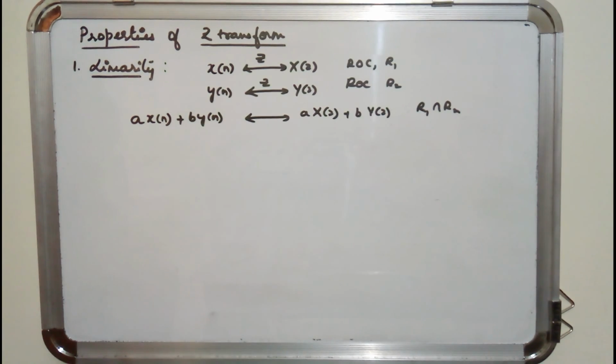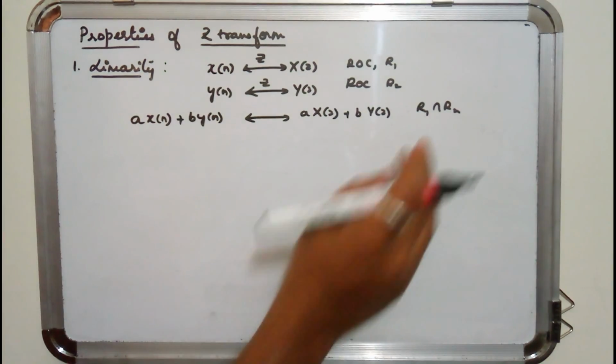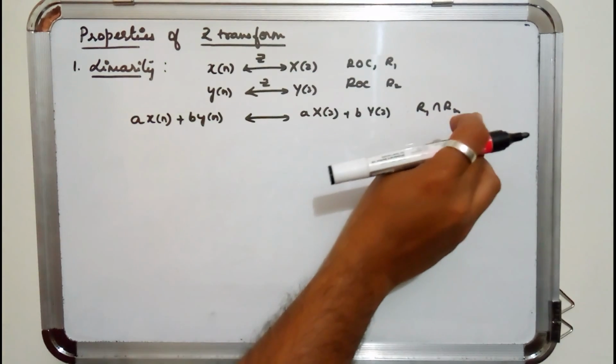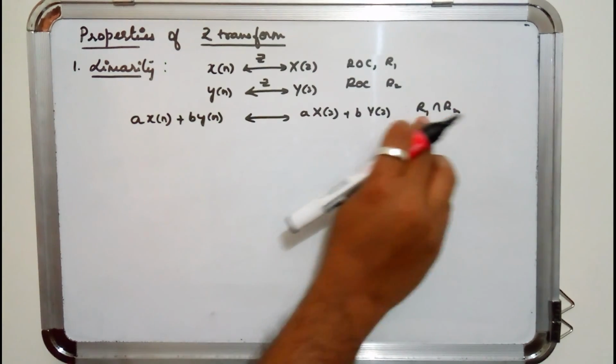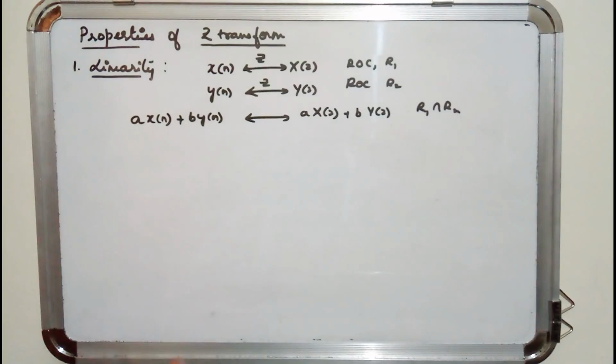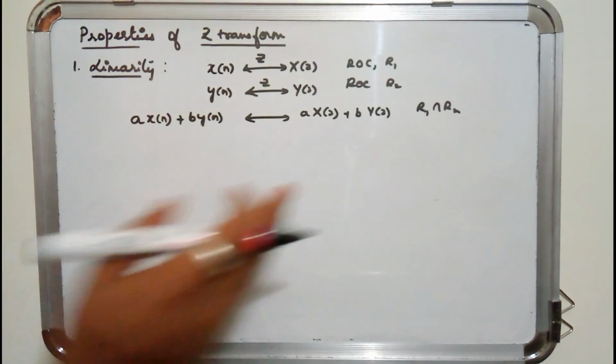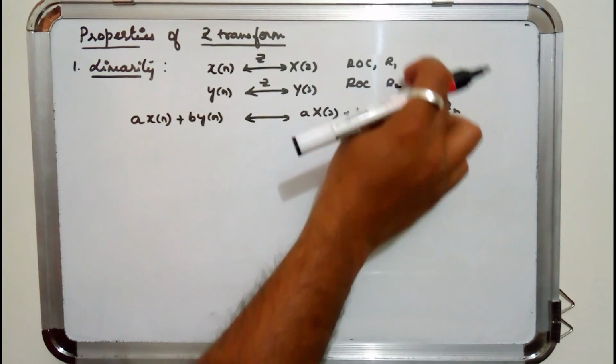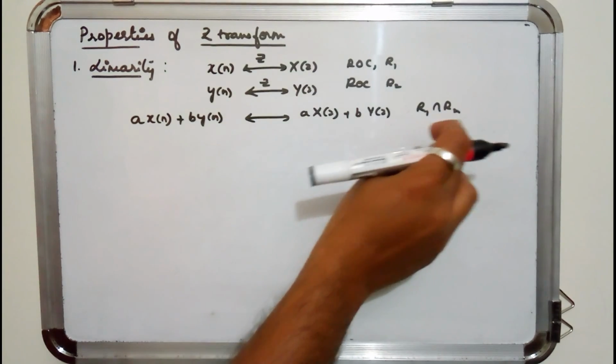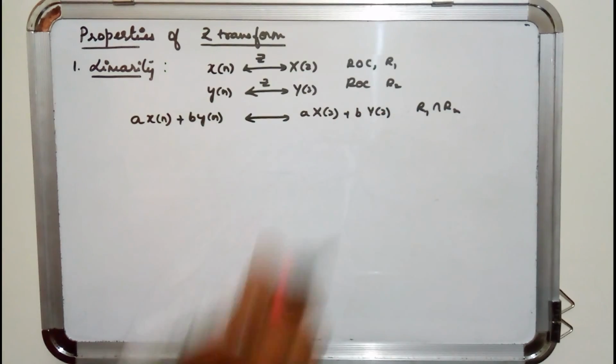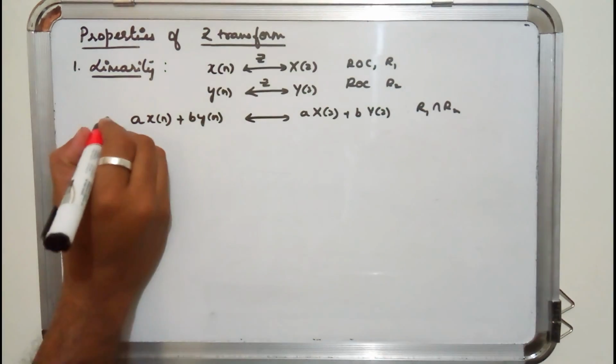The explanation of the intersection of R1 and R2 I will be explaining while we do the problems. That will become much more evident for you then. So for now, for the linearity property, the ROC will be the intersection of R1 and R2. Now the proof is similar.